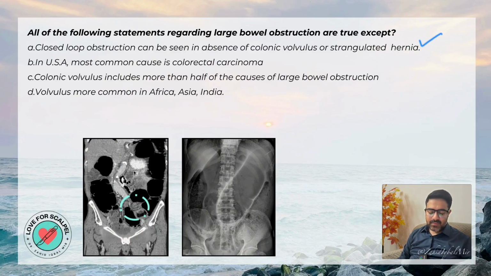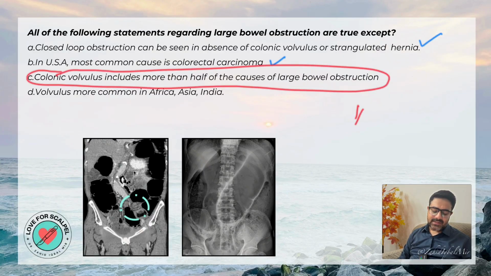In the USA, the most common cause is colorectal carcinoma. True. Colonic volvulus includes more than half of the cases of large bowel obstruction. This is false, as volvulus includes one third of the cases of large bowel obstruction worldwide. Then, volvulus is more common in Africa, Asia, and India. This is again true. It is more common in Africa, Asia, India, the Middle East, and Eastern Europe.